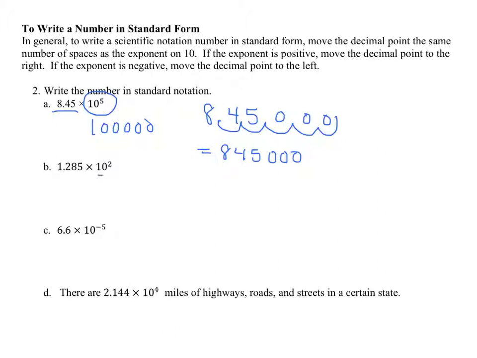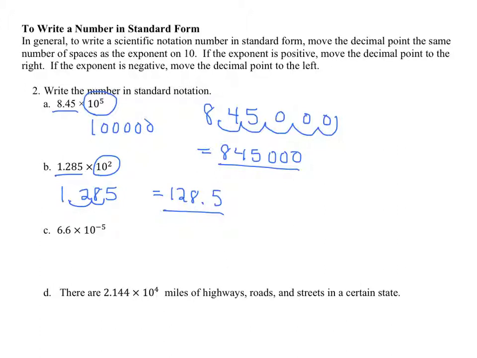Let's take a look at this guy. Again, 10 times 10 is 100. So I'm making this guy bigger, so I have to move it 2 places, again to the right. I write the original number down and move the decimal 2 places. And I say that my answer is 128.5. And I don't like to leave my answer sloppy like this. I like to write a nice, clean answer.